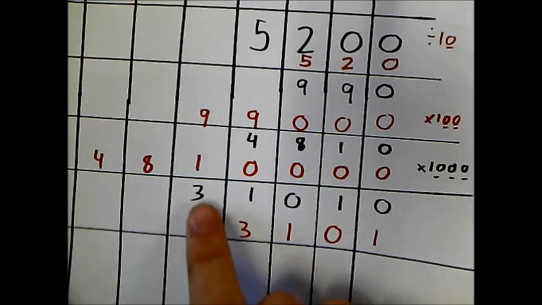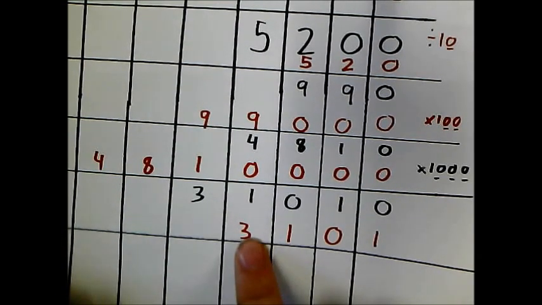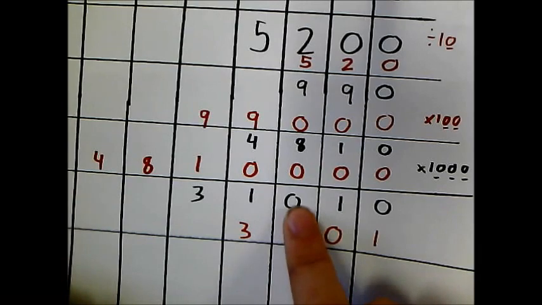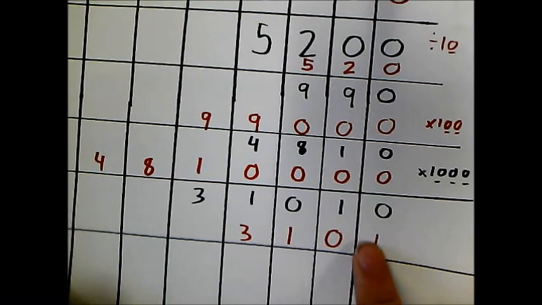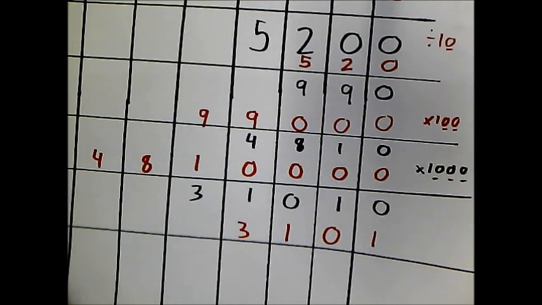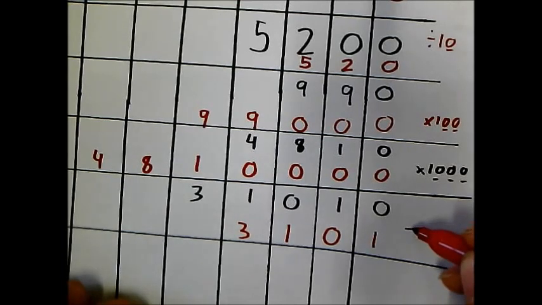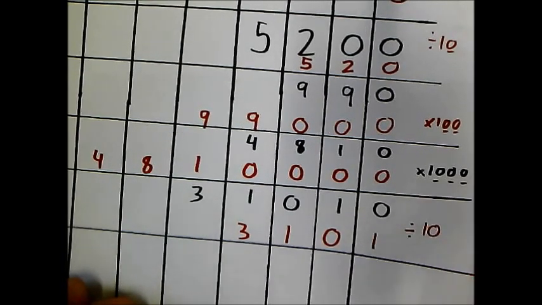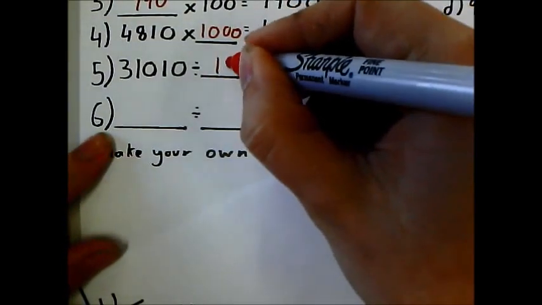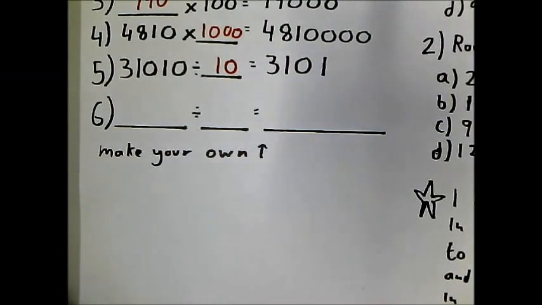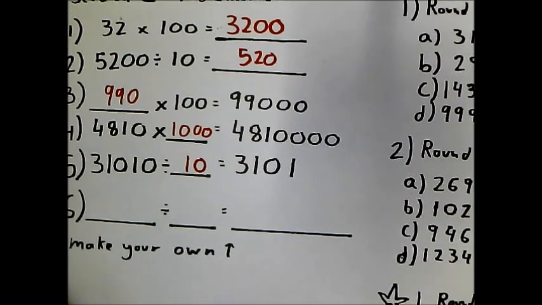So now if I can compare, I see the 3 has moved back one place, the 1 has moved back one place, the 0 has moved back one place, and the 1 has moved back one place. And because it's moved backwards, that means I'm dividing, not multiplying. And it's moved one place, so it'll be divided by 10. So that is my answer, divided by 10. And that is section 1, fully completed.